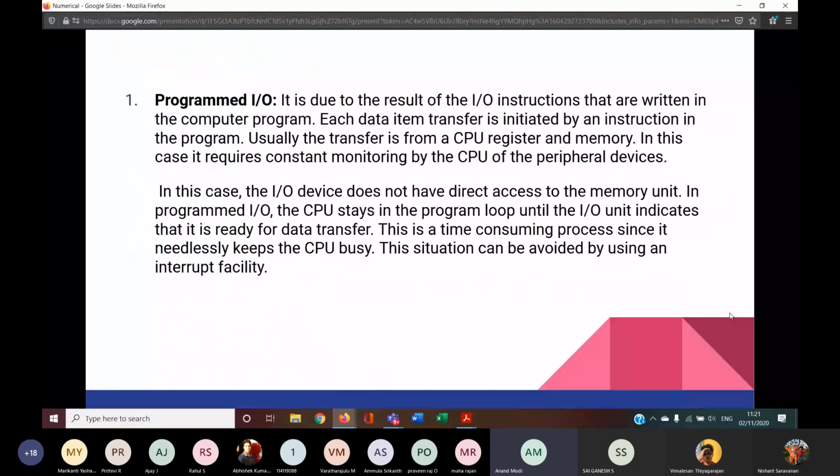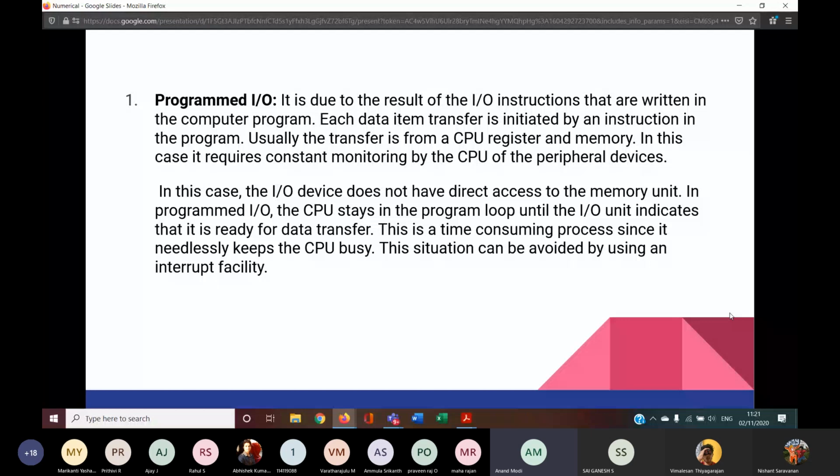So in programmed input output, each data item transfer is initiated by an instruction in the program. Usually the transfer is between the CPU register and memory, but in this case it requires constant monitoring by the CPU. So there is an active responsibility of the CPU, and the input output device does not have direct access to the memory, so it can't directly communicate with the memory unit.